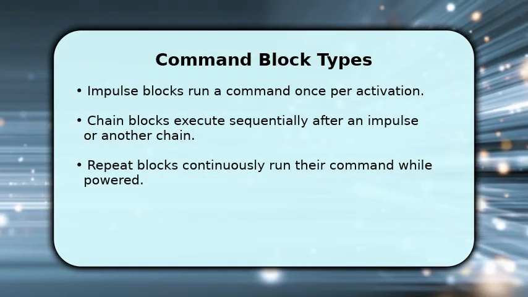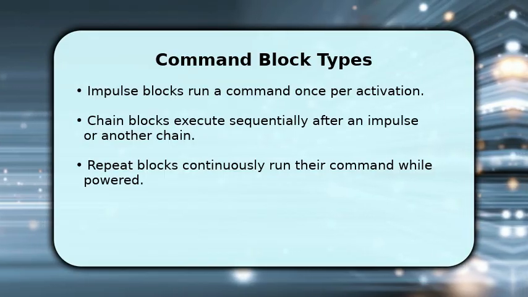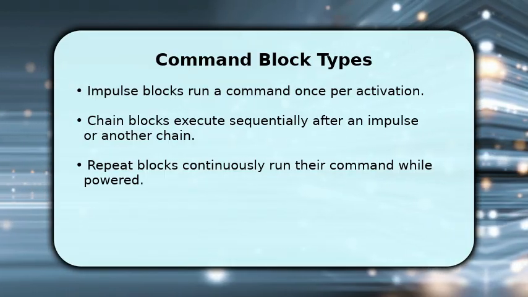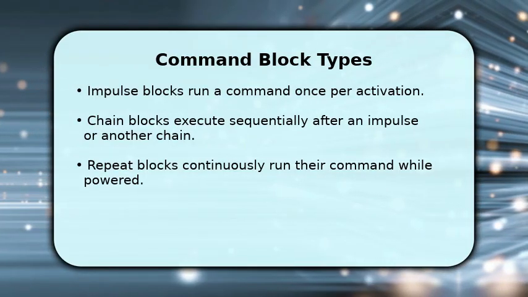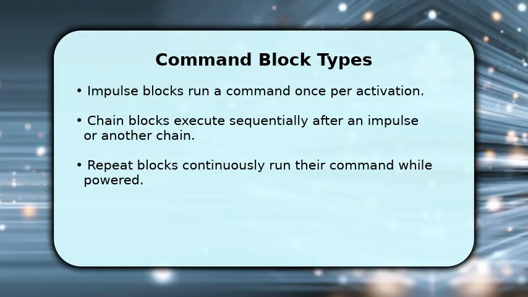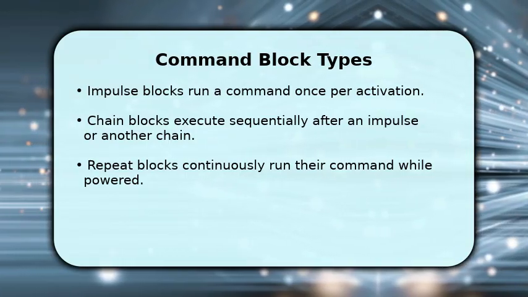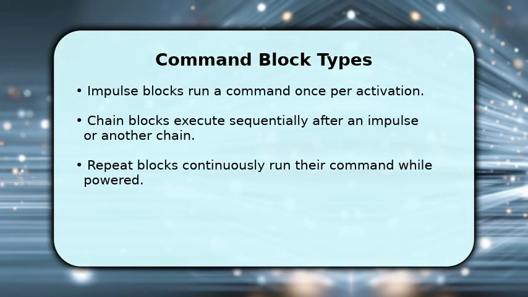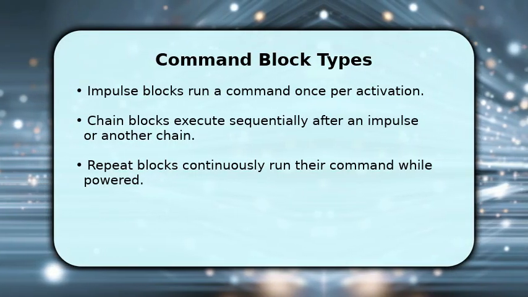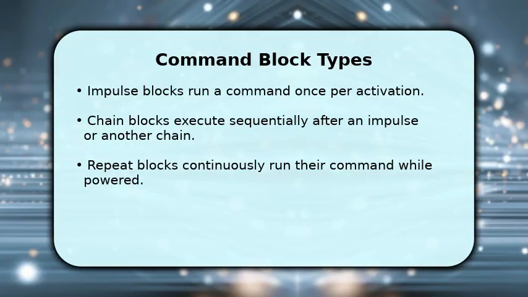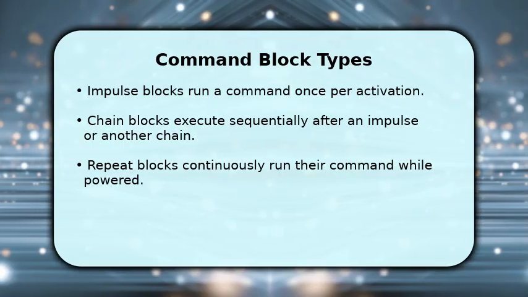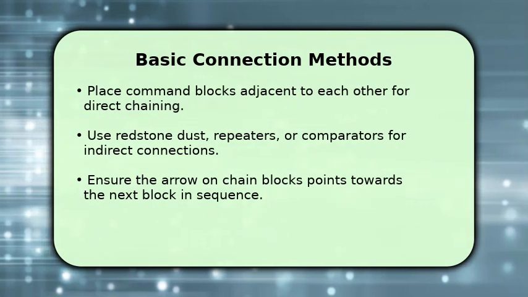Impulse blocks, which are orange, execute their command just one time when powered. Chain blocks, colored green, activate only after the block pointing into them has run its command. Finally, repeat blocks, which are blue, continuously execute their command as long as they receive a redstone signal, offering constant effects or checks.